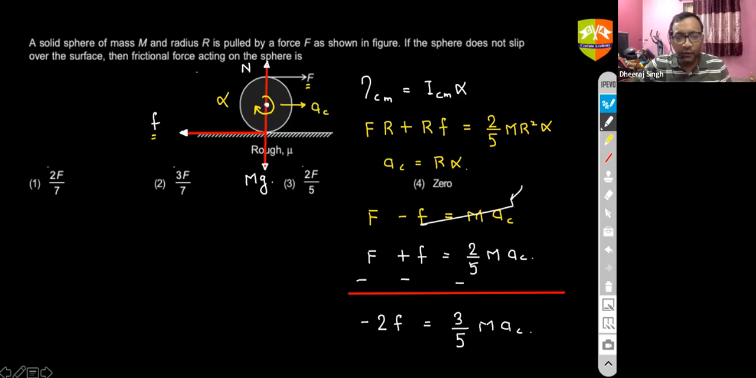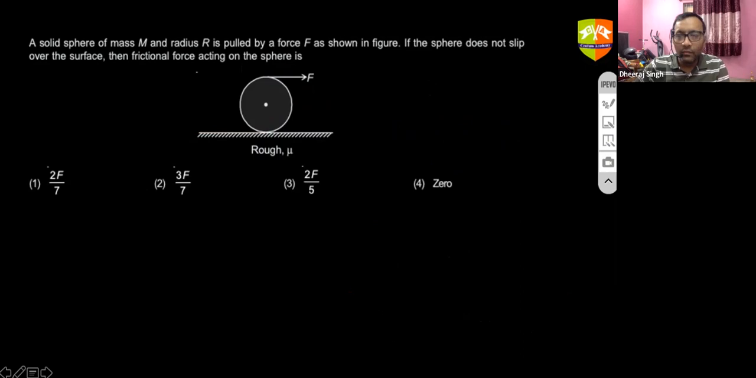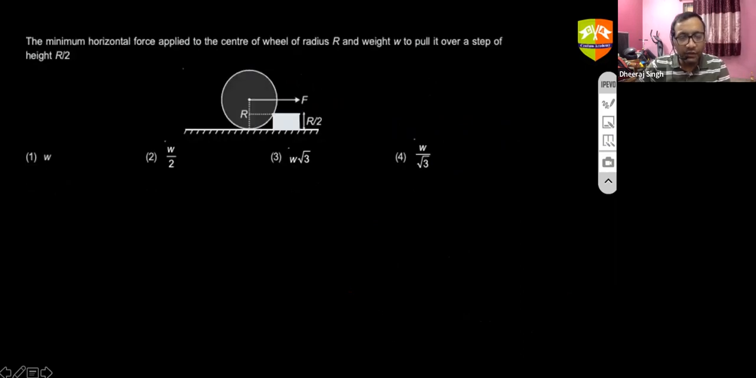What do you get as the answer when you do all of this? So number 2. Good. Is the direction of force of friction correct or not? Whatever we have assumed, it is coming out to be negative, right? f is equal to minus of 3 by 10 M into AC. So that's why the force of friction will be in this direction. Do this. This is another type of question which comes regularly.